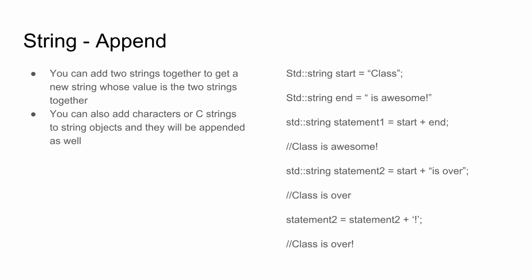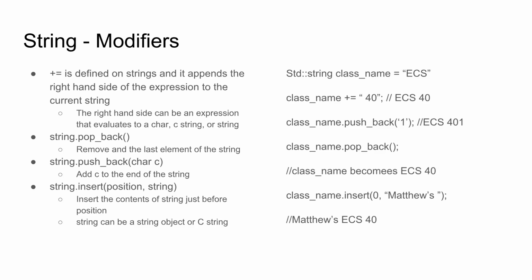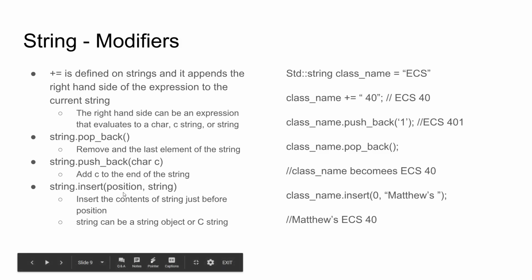If you add 2 strings together, it will concatenate them, just like in Python. And you can also add characters to the end by doing the plussing. Plus equals is also defined, so you can add stuff to the end doing it that way. You can remove characters from the end using pop back. You can put a single character onto the end by doing push back, or you can insert a particular character at some position, or you can insert a substring at some position by doing the .insert.